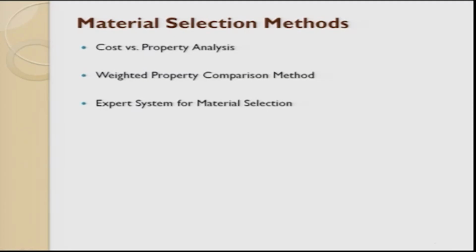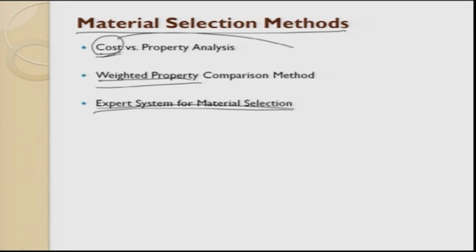So there are different ways of selecting the materials, a material selection method. The major thing is based on cost, as I told earlier, then comes weight, and then finally the expert systems which are available today in doing it. Cost is a term which is interrelated with performance.